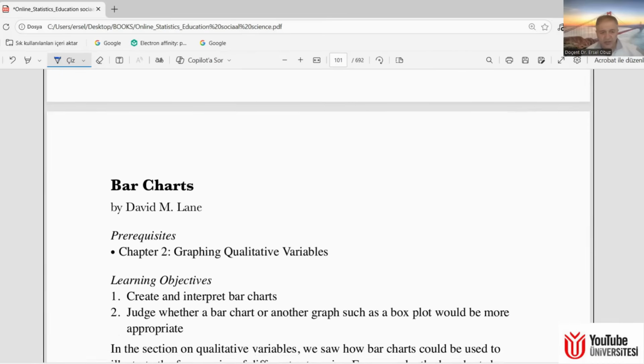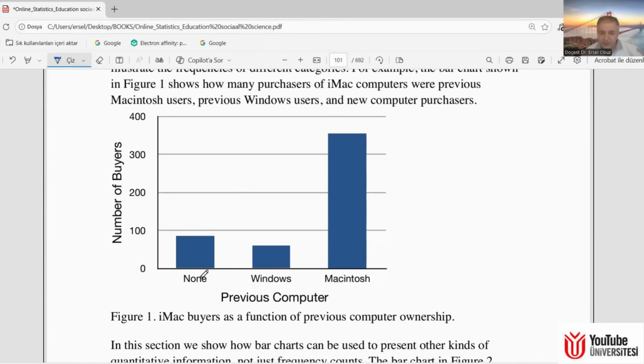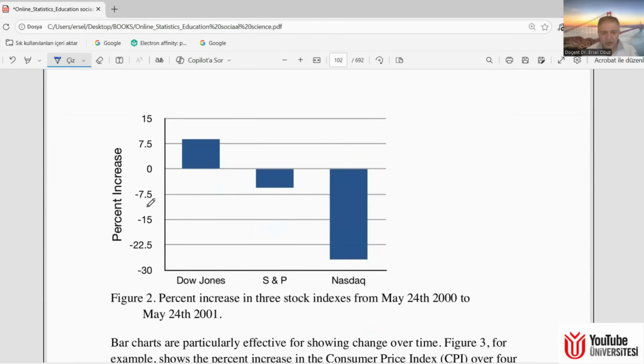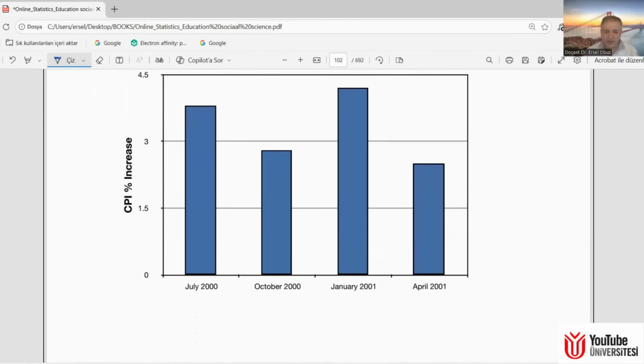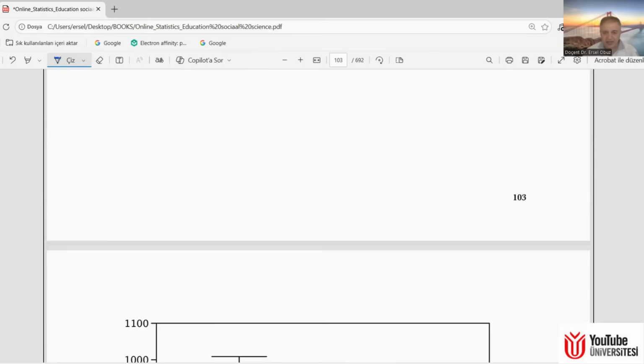So let's look at bar charts. You see number of buyers and previous computer, Windows and Macintosh. As you see the bar charts, the trend is easy to see. Okay. I mean, we can draw different kinds of bar chart, like this one is percent increase or percent decrease. Just the idea is different. But the core principle is the same, you see. The core principle does not really change.